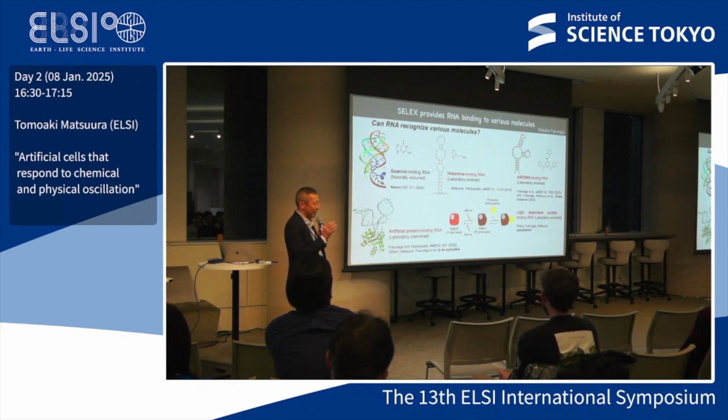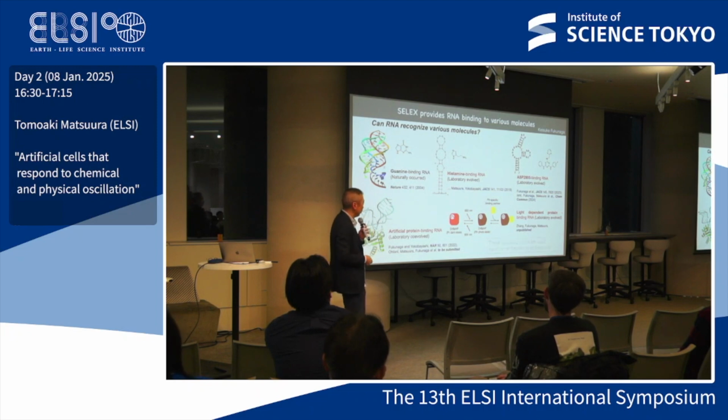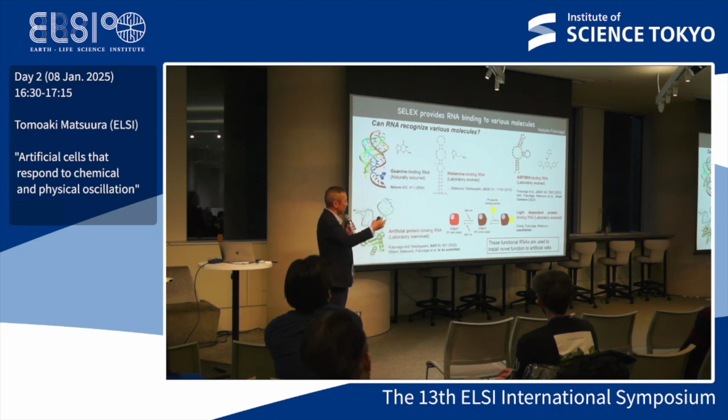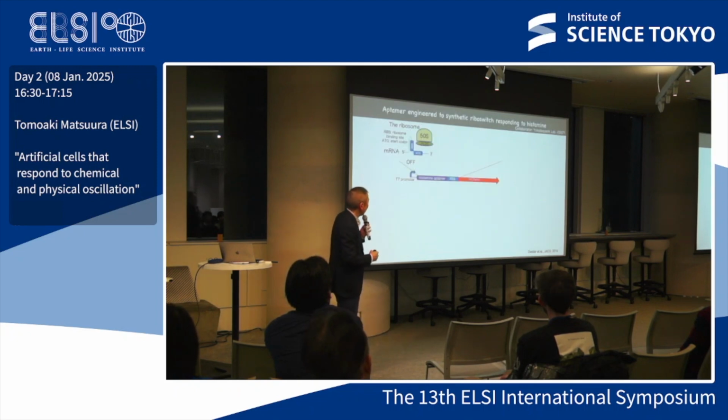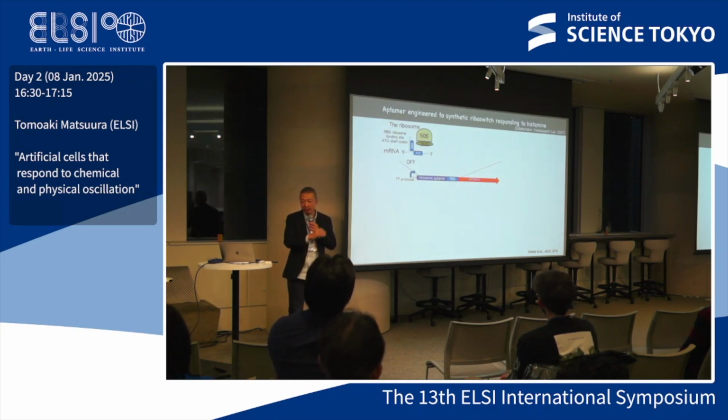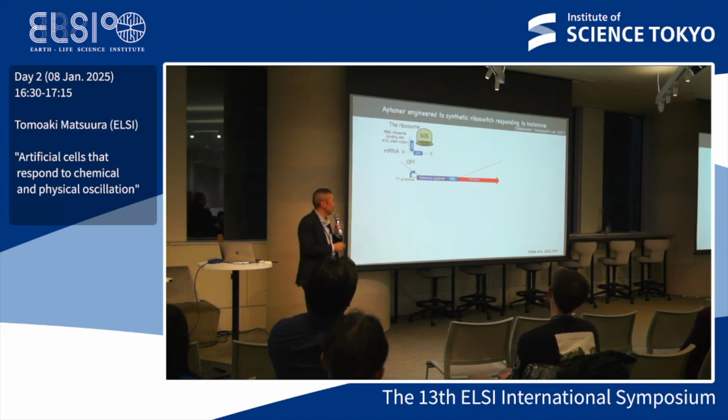So the message is that RNA can be modified in a way that it recognizes a particular molecule of interest. And so these kinds of RNA will be used in the next few slides to install a new function, namely a function to respond to environmental changes. I will very briefly explain how this aptamer, or the RNA sequence, can be used to regulate the fate of the artificial cell.